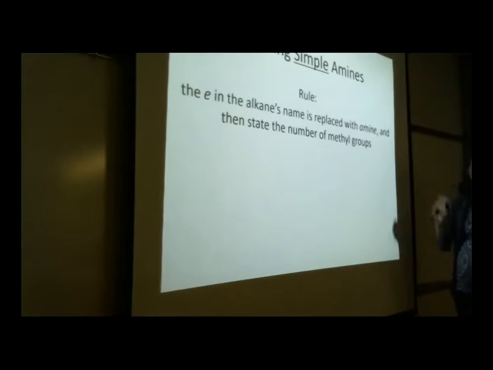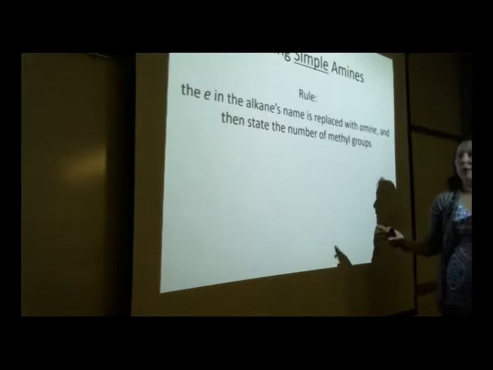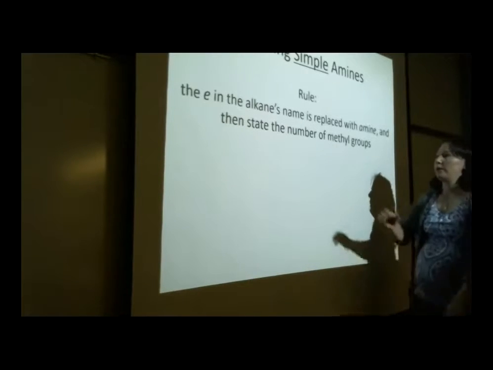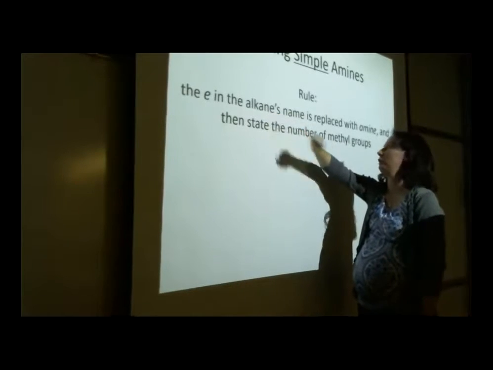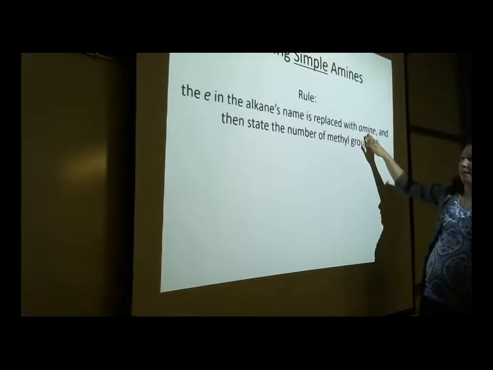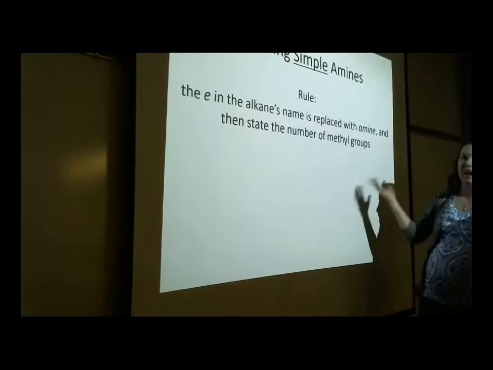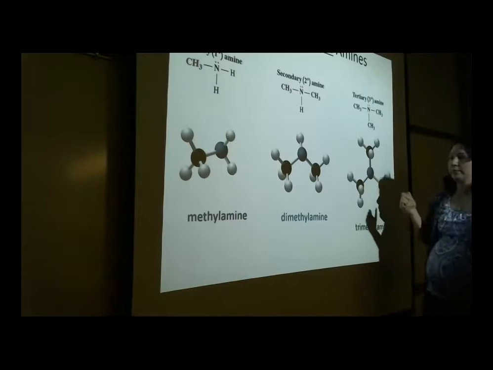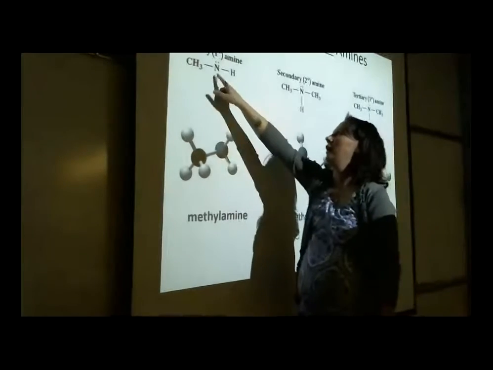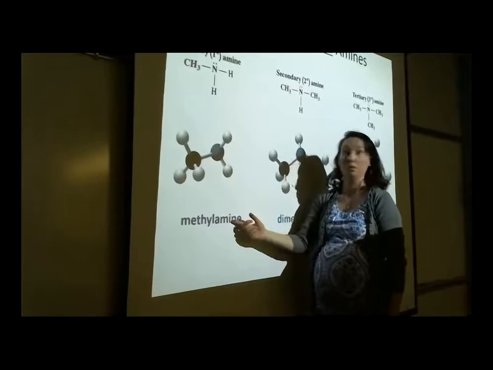Okay, let's talk about how we name some really simple amines. So no substituents here. We're just looking at basic amines. So we take the alkane, butane, propane, heptane, octane, whatever, and then we put amine at the end. And if we've got some methyl groups, we'll state how many of them we have. So here was the one we just did a minute ago. This is just an NH2 on a CH3. So that's just methylamine. That one's super easy, right?